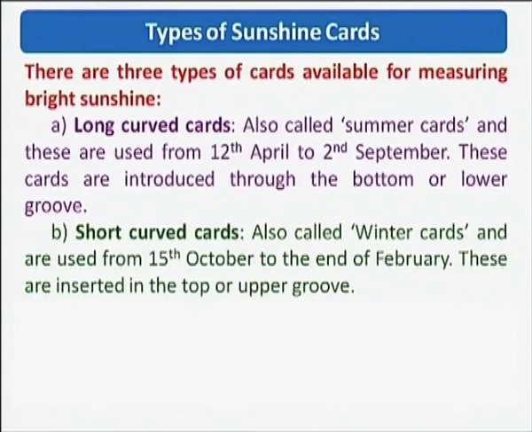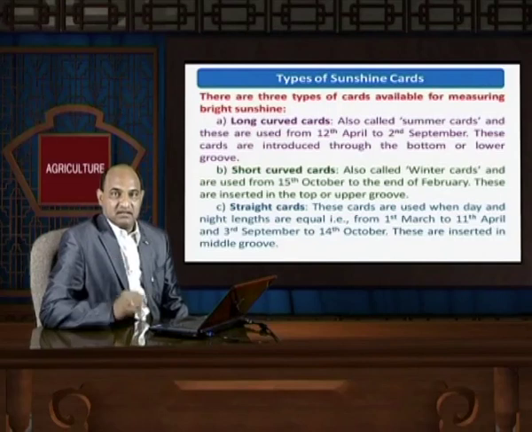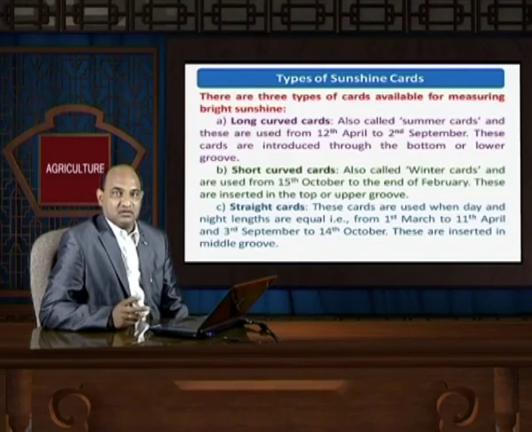Short curved cards, also called the winter cards, are used from 15th October to the end of February. These are inserted into the top or the upper groove. Straight cards are used when day and night lengths are equal, from 1st March to the 11th April and 3rd September to the 14th October. These are inserted in the middle groove. So to measure the sunshine hours, different cards are used, and they may be the short, long or other types of cards.